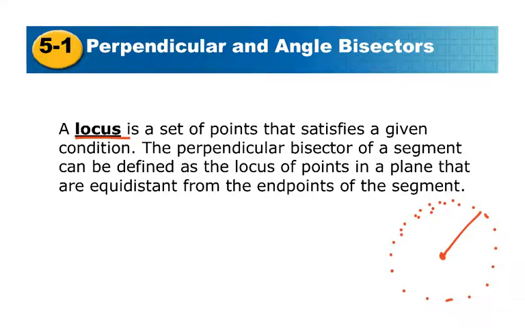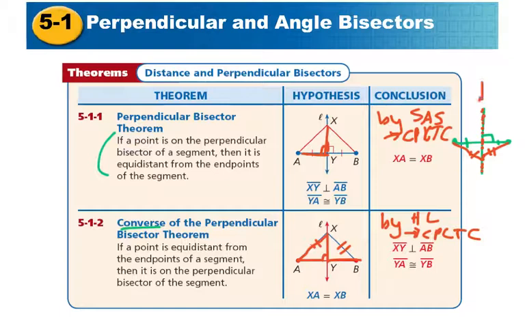So the perpendicular bisector of a segment can be defined as the locus of points on a plane that are equidistant from the endpoints of the segment. So again, this line that I was drawing here is going to be the set of points that are equidistant from these two endpoints that we made.